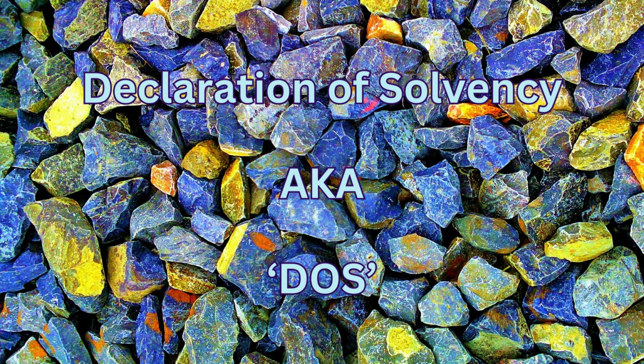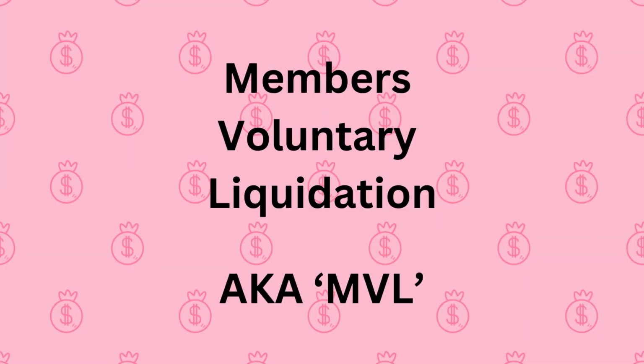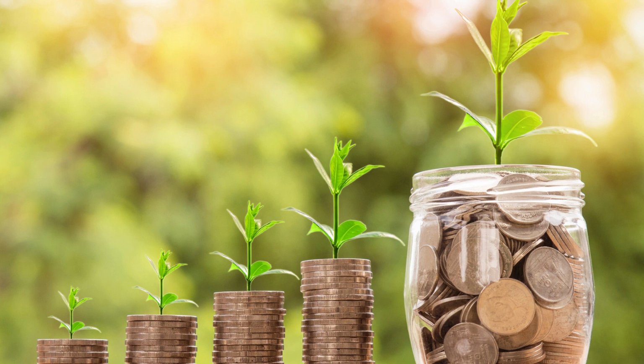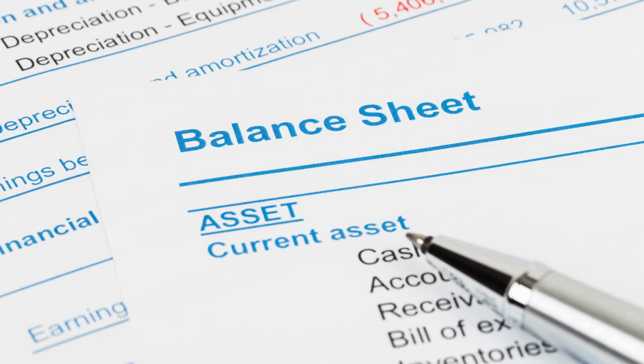A Declaration of Solvency form, known as a DOS, is used in a process called a Members Voluntary Liquidation, known as an MVL. This is actually a solvent liquidation, not to be confused with an insolvent liquidation. The DOS is effectively a balance sheet. So here's an example of a template.